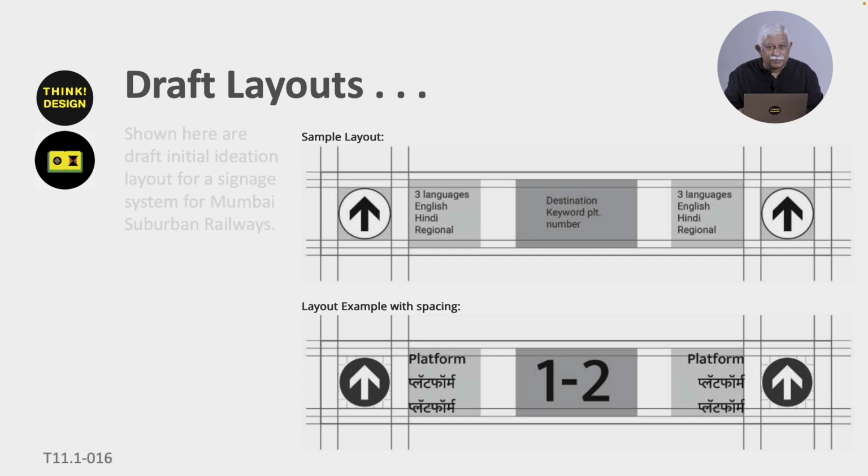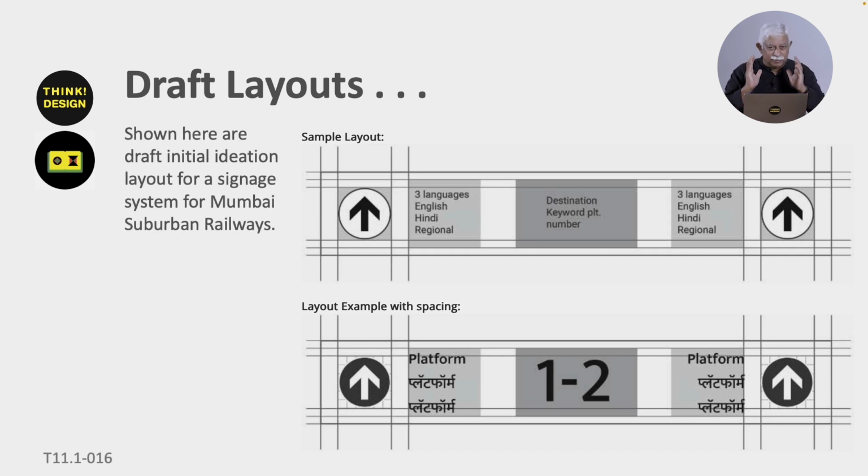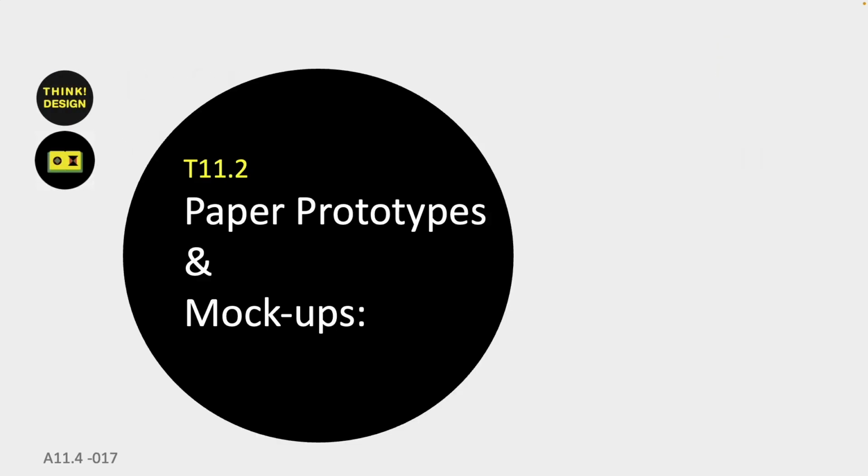Here's another example of a draft layout, because the person was doing a signage system for the suburban trains in Mumbai city. You can see these are rough ideas. In the beginning the proportion is not very sure, but the placement is kind of certain, getting how it should be done. Again, quick sketches. From here we move on to paper prototypes and doing mock-ups. That was drawing, which was going to help you visualize either the concept itself, the idea itself, or even the layout of what you're trying to do.